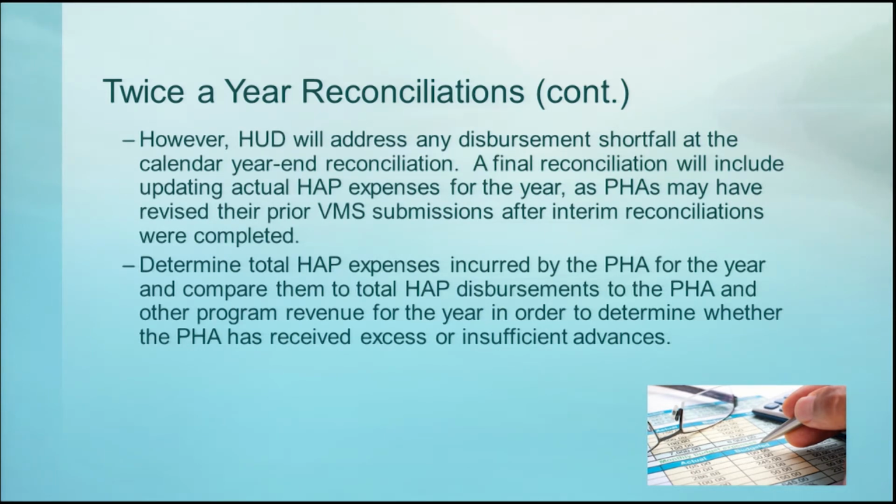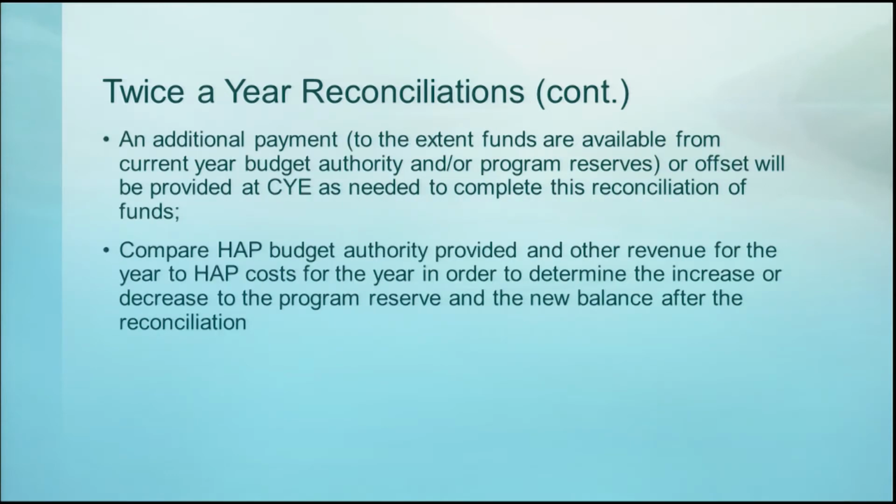Calendar year and final reconciliations include any updates to actual expenses for PHA revised prior VMS expenses reported since the last interim reconciliation. HUD determines if the PHA has received excess or insufficient advances by comparing HAP disbursements to HAP expenses. In addition to the twice-a-year reconciliation, calendar year and final reconciliations will also provide additional payments or offsets to the PHA as needed from current year budget if funds are available.